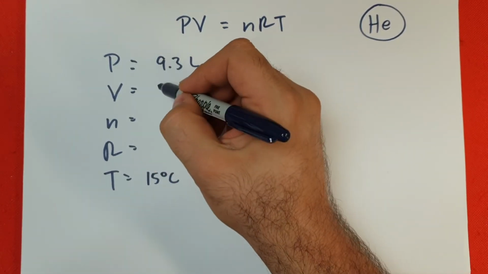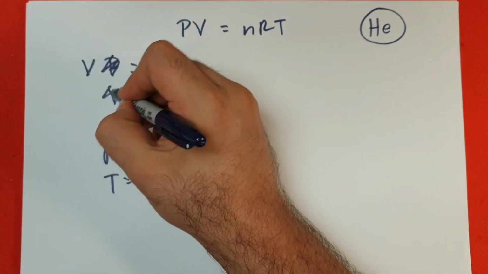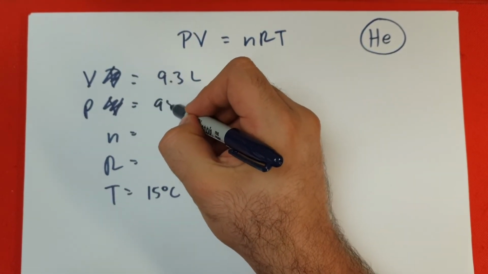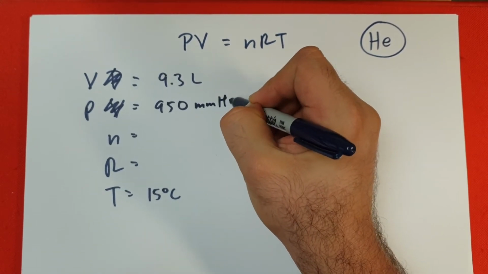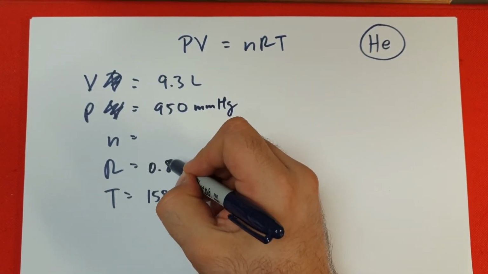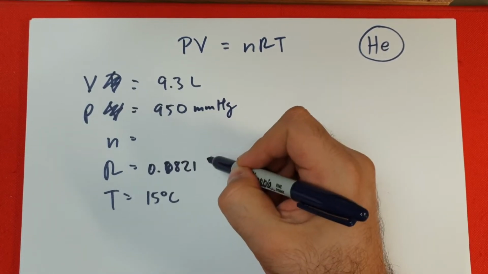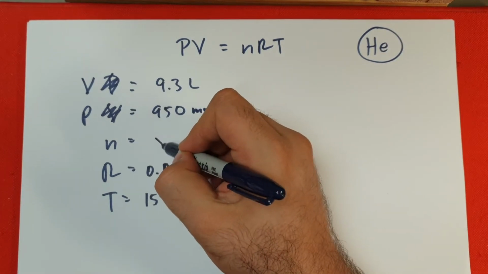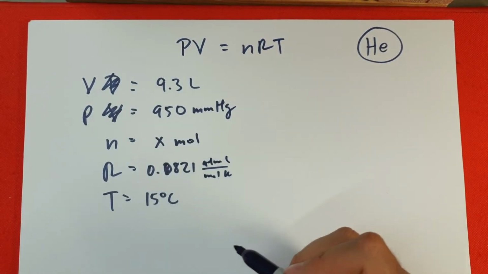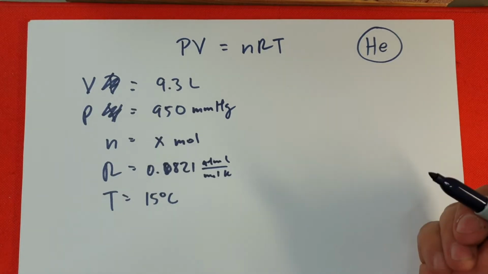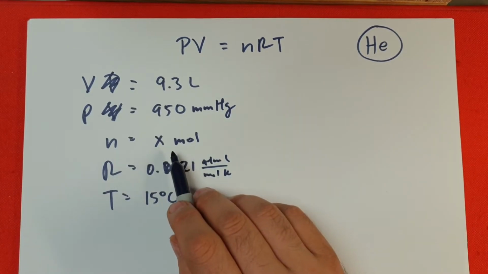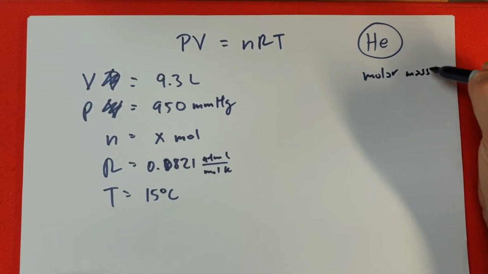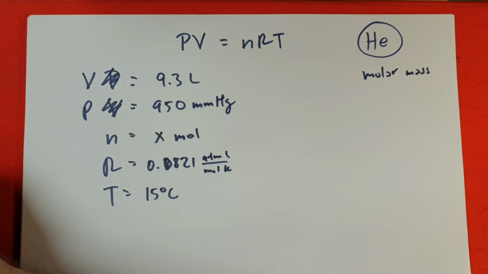Oh, I'm sorry, I made a mistake right here. This is volume and this is pressure. At 15 degrees Celsius at 950 millimeters of mercury. R, we know it's 0.0821 atmospheres, liters, mole, Kelvin. And the number of moles is unknown, but it's asking us for the grams of helium. However, we already know how to calculate that. From moles, we can convert to grams using molar mass, which will be our last step. First, let's convert all our units, and let's see.